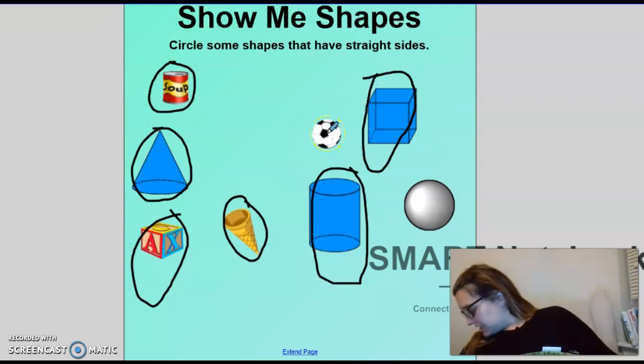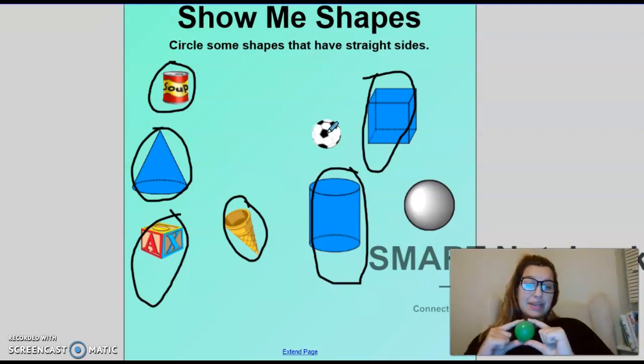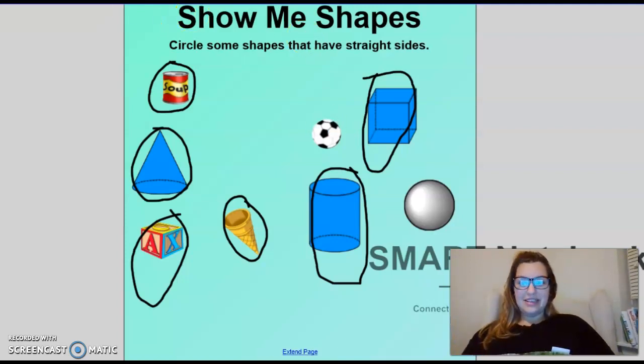Now looking at it, does a sphere have straight sides? No, those are curvy. It just goes around and around. So once again, you guys just classified shapes. This time by figuring out if they had straight sides, curvy sides.